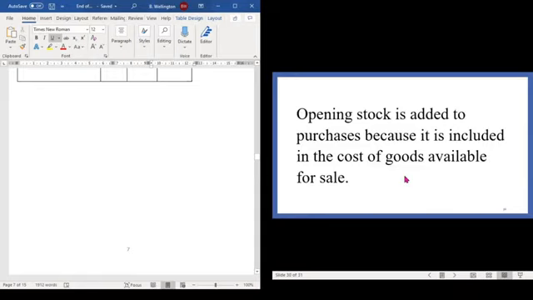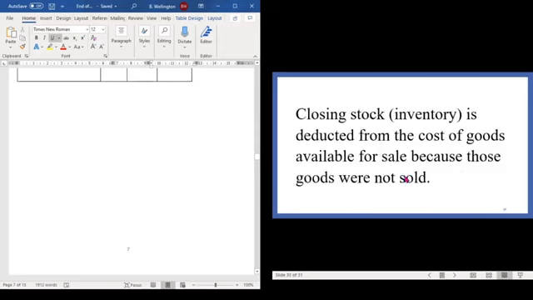Opening stock is added to purchases because it is included in the cost of goods that are available for sale. And closing inventory is deducted from the cost of goods available for sale because those goods were not sold.